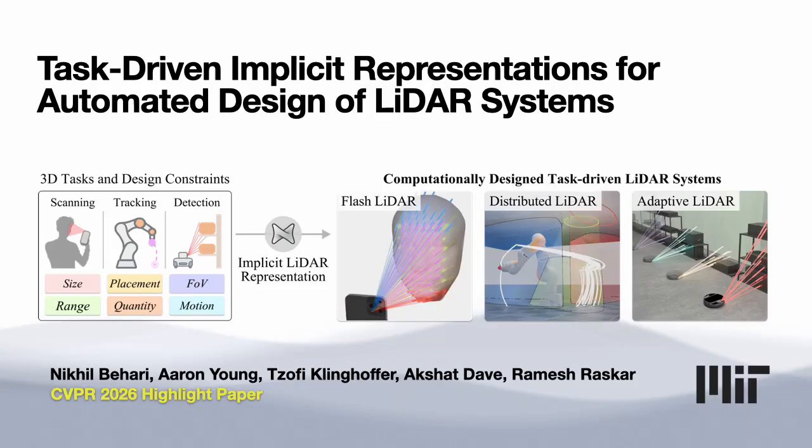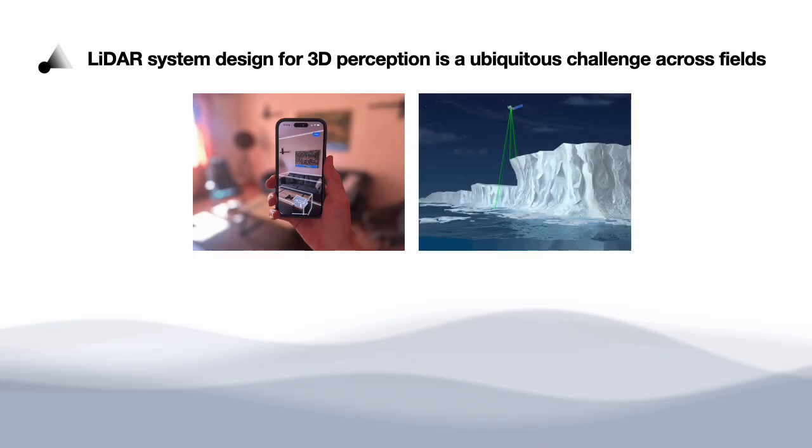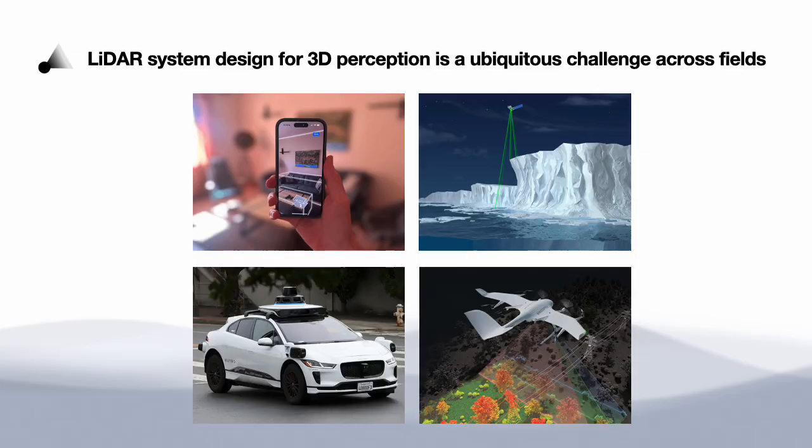In this work, we propose task-driven implicit representations for automated design of LiDAR systems. LiDAR system design for 3D perception is a ubiquitous challenge across fields, including in consumer AR/VR devices, satellite scanning and remote sensing, autonomous vehicles, and in aerial imaging.